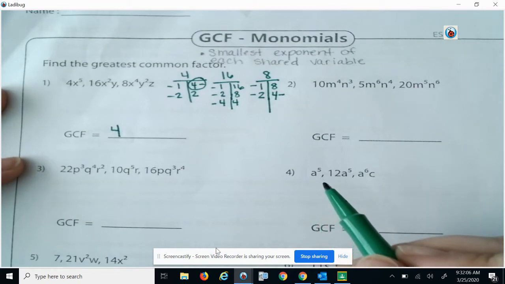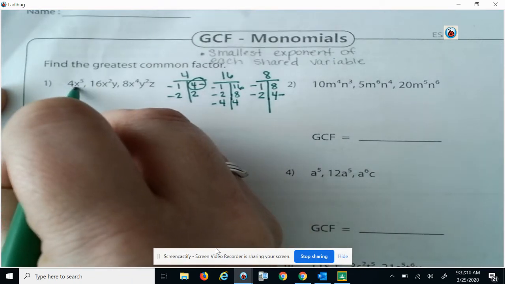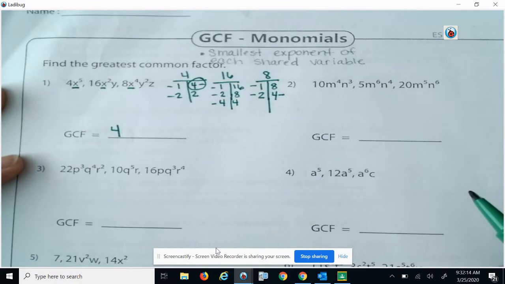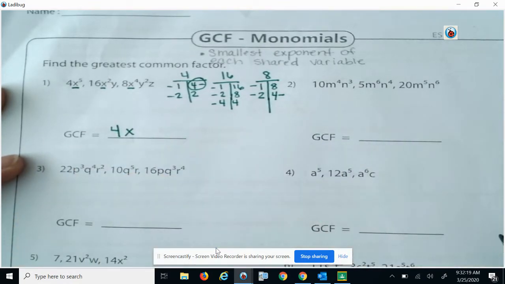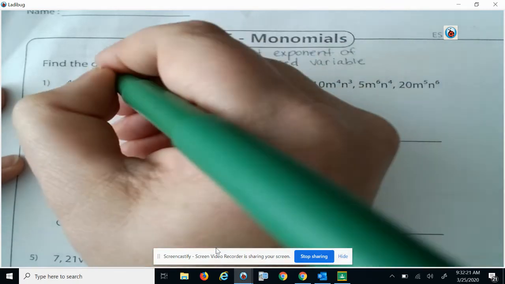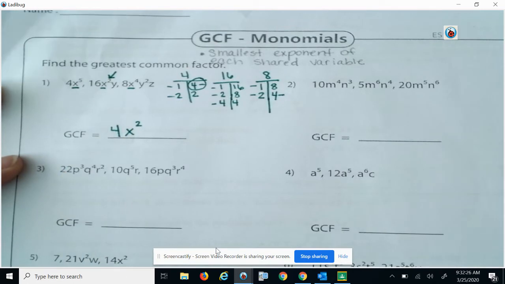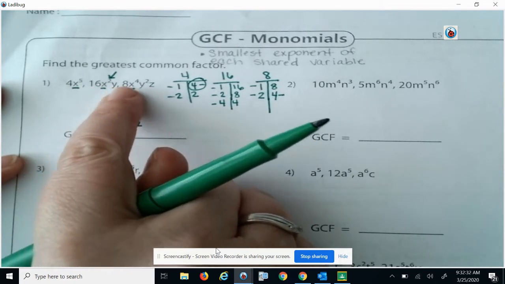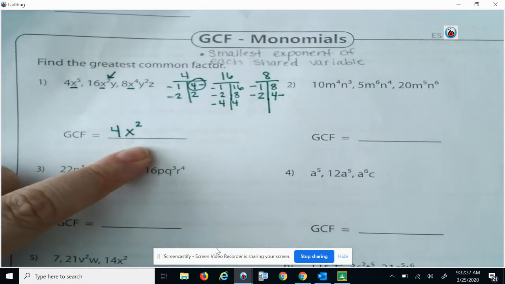Now we want to look at our variables. Which ones do they share? Well, this one only has an X. There's an X, and there's an X. So they all share X. That's going to be in our GCF. But what's the smallest exponent? Well, the smallest exponent on the X is a 2. And then this one does not have Y's, does not have Z's, so our GCF is 4x squared.